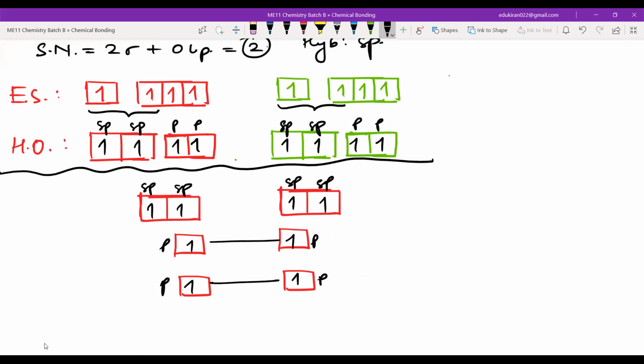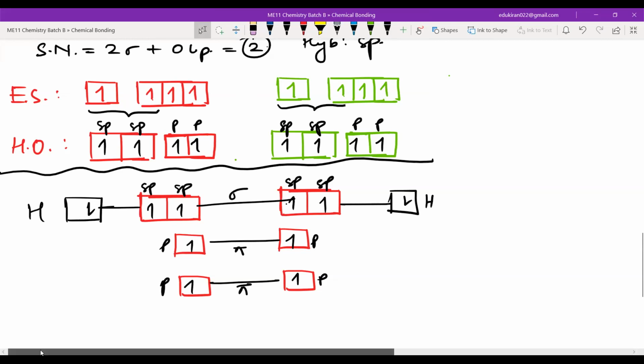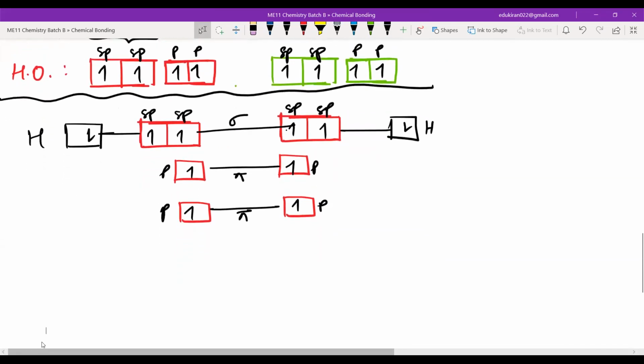So this will be the bond, this will be the bond, and this will be the bond. So this bond is a sigma bond. This bond between the pi is a pi bond. This bond is also a pi bond. Now there will be one bond with the sp and the hydrogen atom. If I would like to draw the diagram, then it would look something like this.